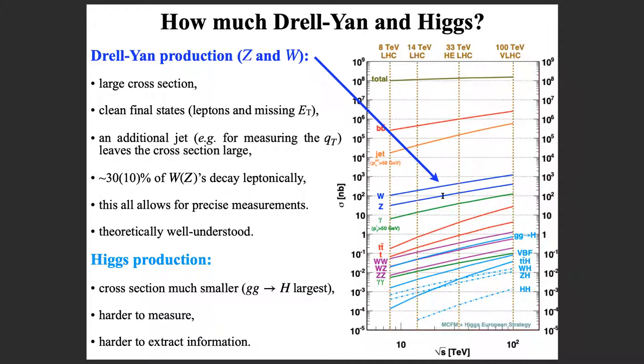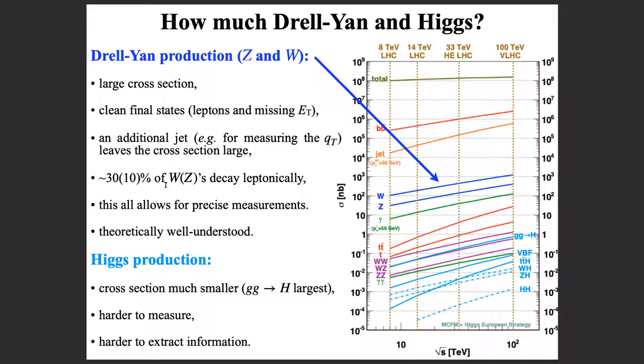So the final states are clean. We are talking about detecting leptons and, in the case of W production, also the missing energy. In addition, if we had to detect an additional jet, which is what you need to compute, for instance, the qT distribution of the Z, the cross section would be smaller by a factor alpha_s, which is around 0.1, 0.2. So the cross section remains large. And even though we are looking at leptonic decays, which are only 30% of the total for the W and 10% of the total for the Z, the cross sections for these processes remain large.